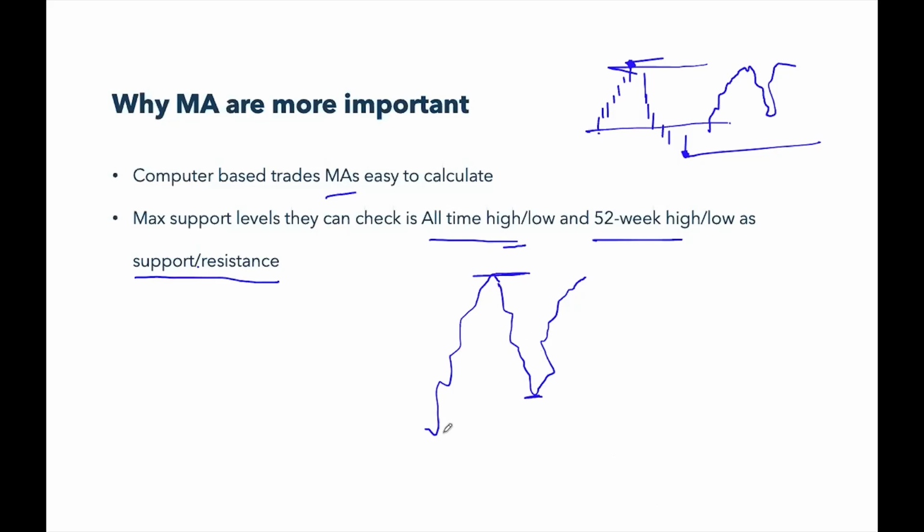However, with the latest technology, this can also be overruled, in that most of the traders can still calculate support and resistance easily. But most computer programs can easily calculate moving averages. So moving averages are much more important in terms of support and resistance.